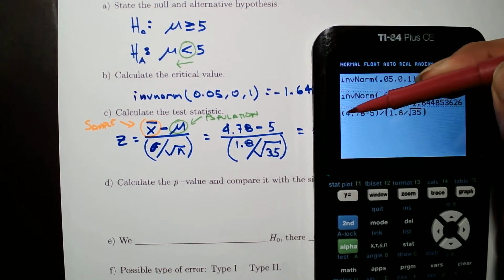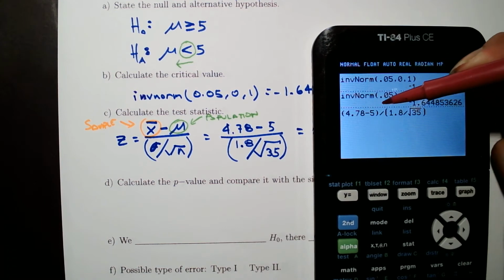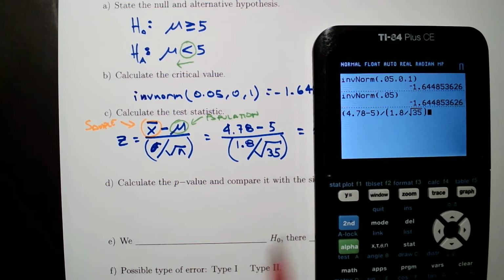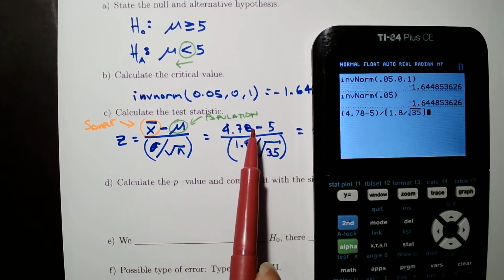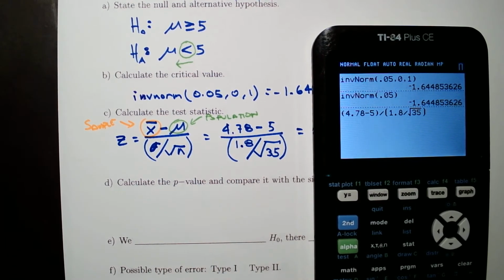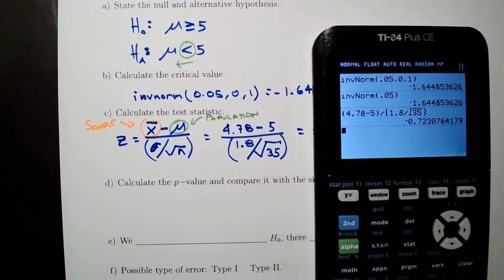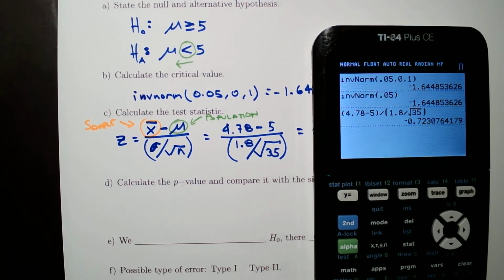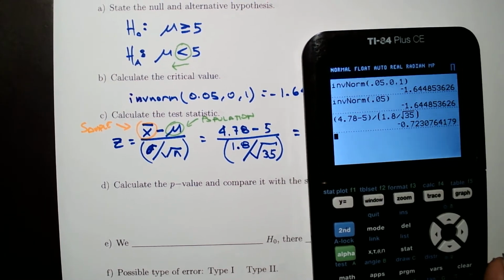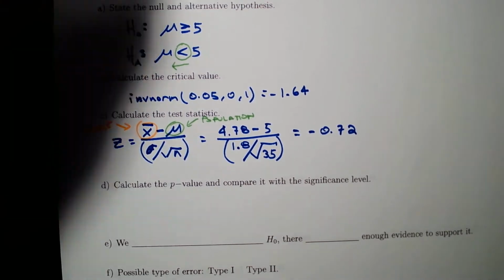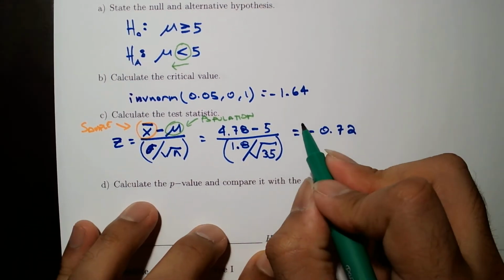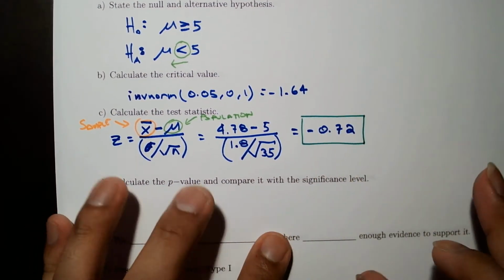Having this parentheses prior to the 4.78 and after the number 5 ensures that whatever you put in the division affects the difference and not just one of them. So that's what I get. Keep in mind the rounding rule is 2 decimal places for z-scores. So negative 0.72 is our test statistic here. Let me put it in a circle, and it's time to compare.